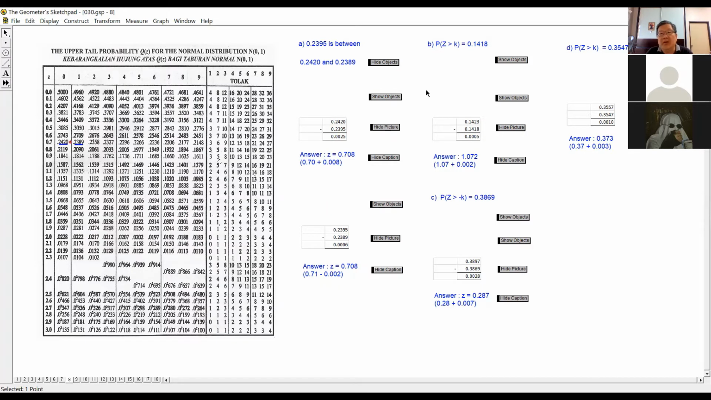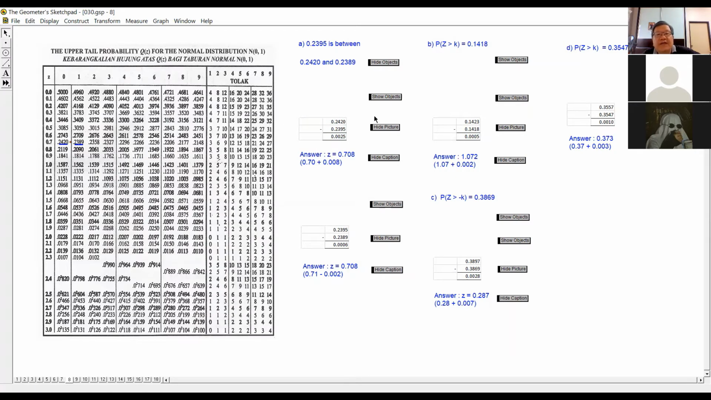Which number do you want to pick? Okay, let's say I pick 2420. Now 2420, the difference with 2395, 2420 minus 2395, the difference is 25.